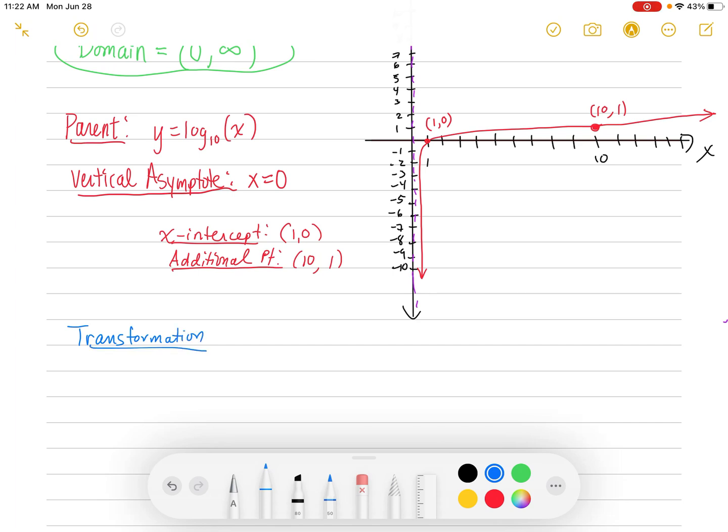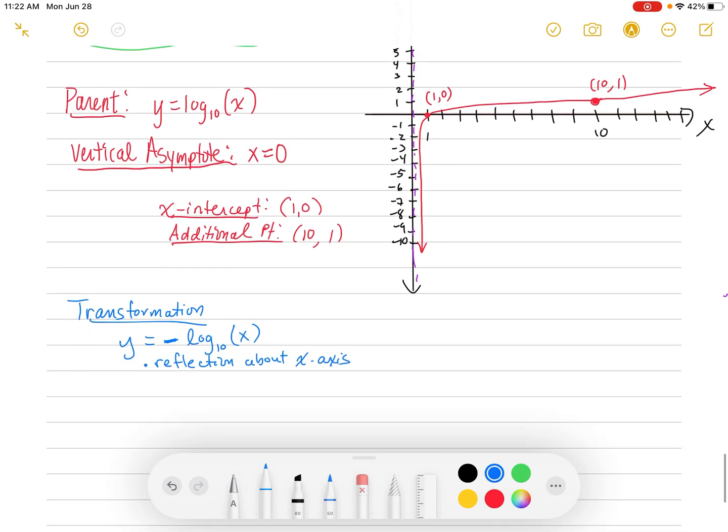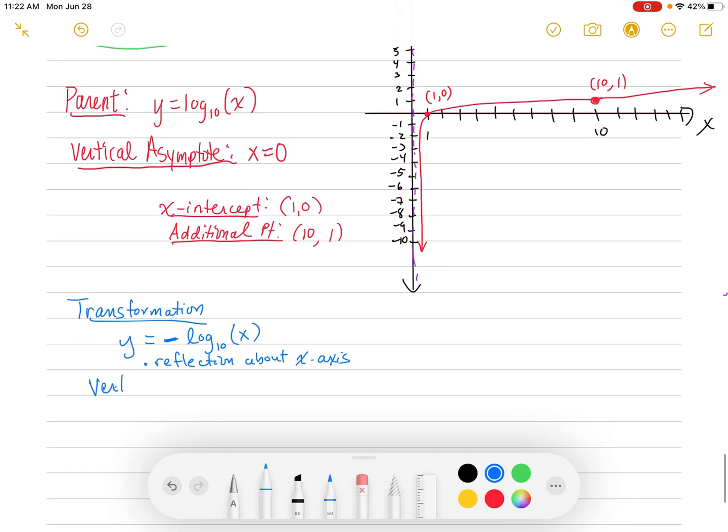Now, that is not the final graph, right? The final graph has a minus out in front of the log. So we're going to look at the transformation, which is y equals negative log base 10 of x. So what does that negative out front of the log do? That's going to be a reflection about the x-axis.